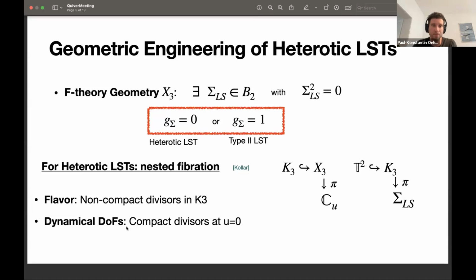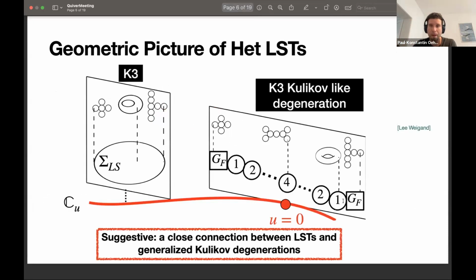And the dynamical degrees of freedom are located at the point of this K3 fibration where the K3 fiber becomes degenerate. And that gives you this nice geometric picture that you just saw also in the talk by Muyang, that the geometry of your fibration is roughly this K3 fibration, which is self-elliptic over this curve sigma ls, which is the little string curve.